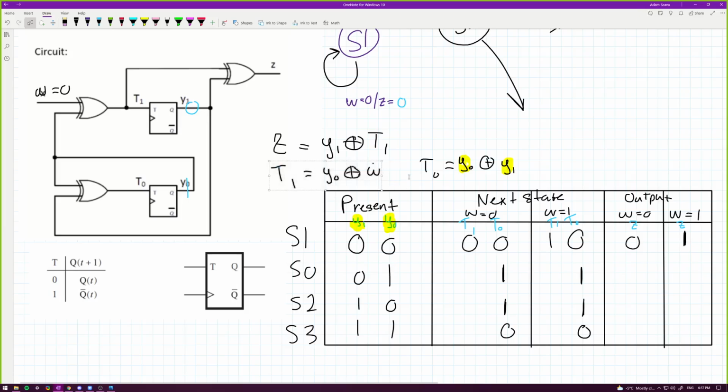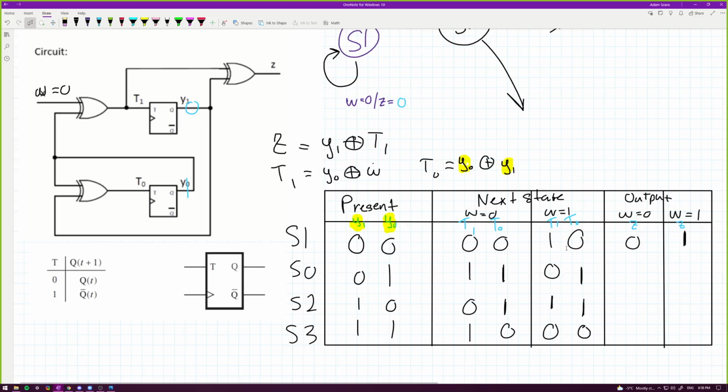Now let's do T1. So T1 depends on Y0 and W itself, right? So 0 XOR 0 is going to be just 0. So that's why we got that here, right? 1 XOR 0 is going to be 1. 0 XOR 0 is going to be 0. 1 XOR 0 is going to be 1. And then similarly, 0 XOR 1 is going to be 1. 1 XOR 1 is going to be 0. 0 XOR 1 is going to be 1. 1 XOR 1 is going to be 0. Okay, so again, I'm just using the fact that we derived these formulas for things like that. Definitely a lot faster, yes.